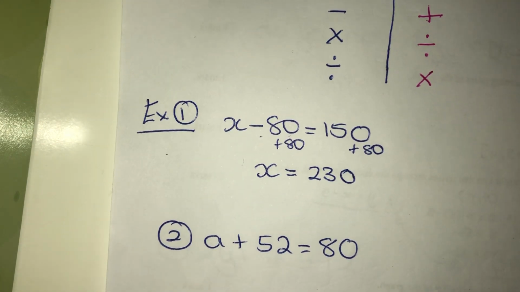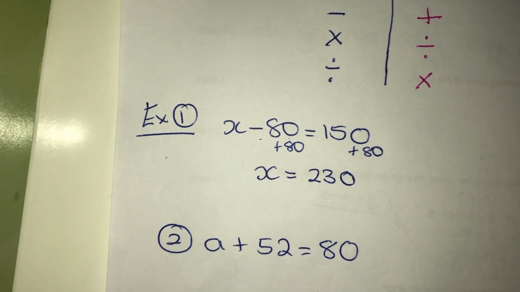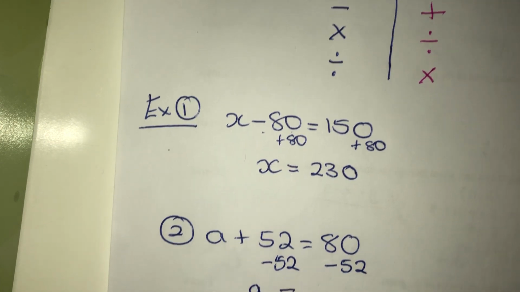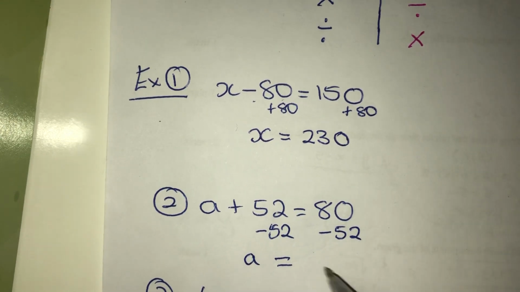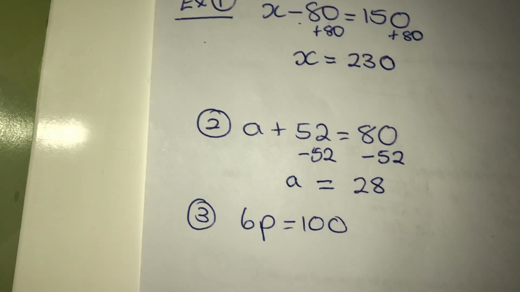All right, I reckon you can have a go at this. You can pause now, have a quick go, and then reset. Okay, so the opposite of plus 52 is minus 52. So we are going to subtract 52 from both sides of this equation. So if we have 80 minus 52, we get 28. Hopefully you got that. All right, let's have a look at the next one.